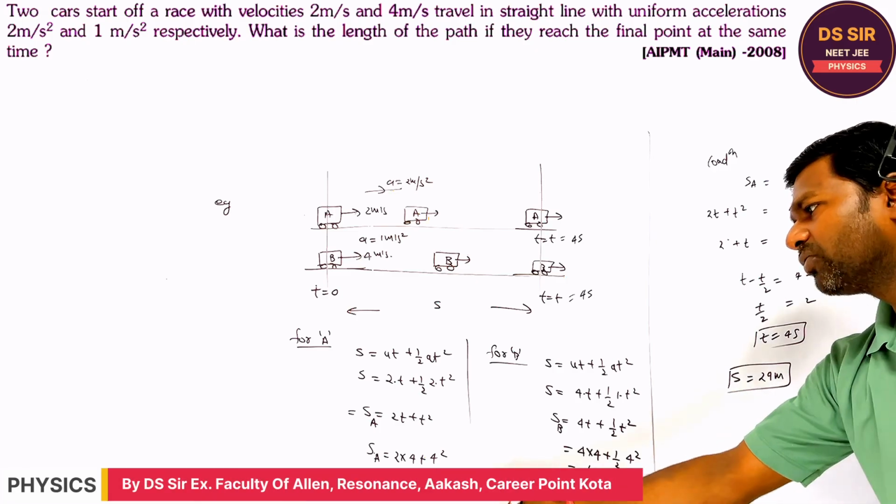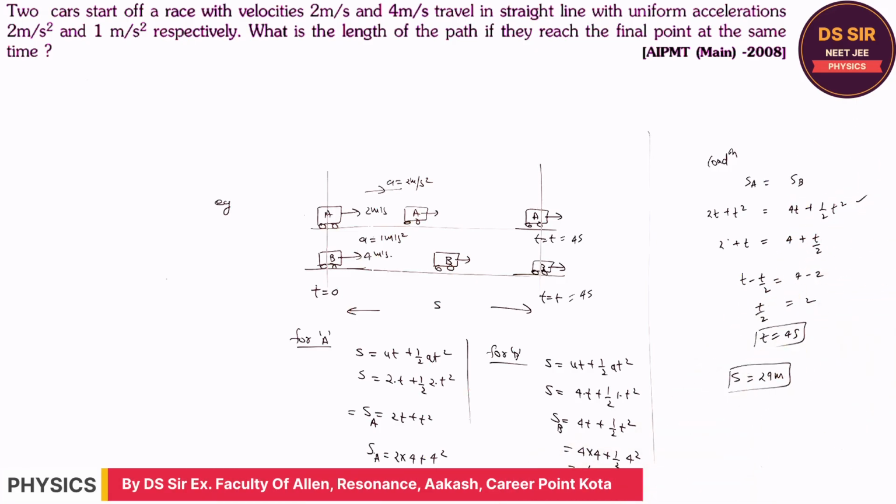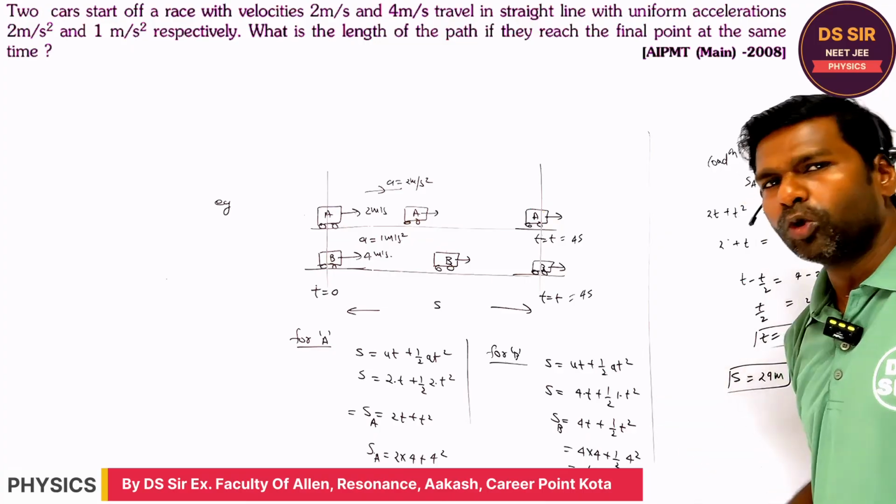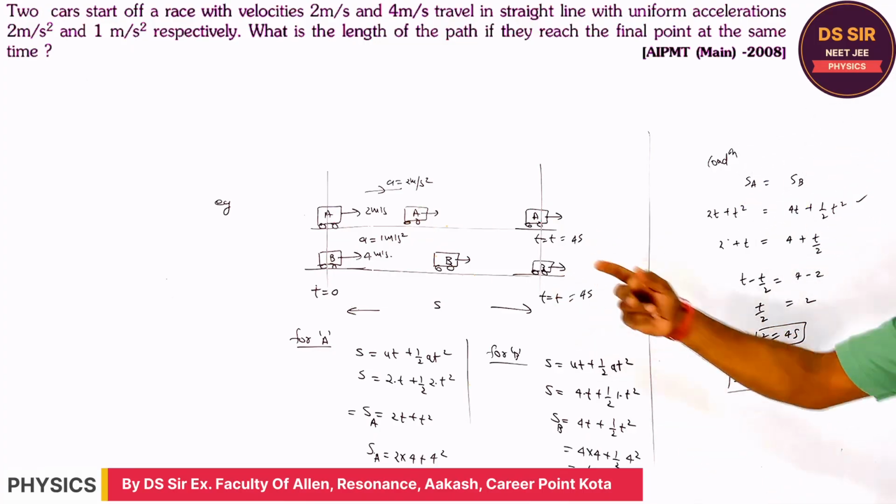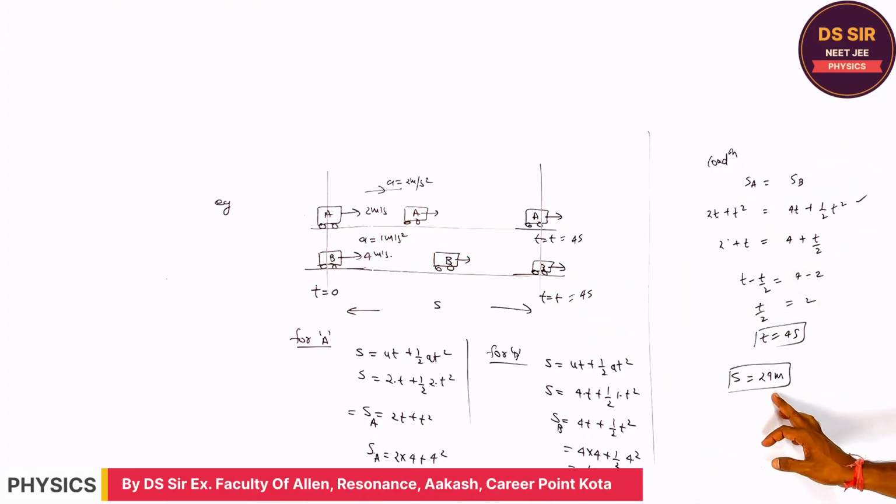Either you can use this equation or you can use this equation. So this is the path length covered by both cars when they meet again after 4 seconds, 24 meter, right? Copy this.